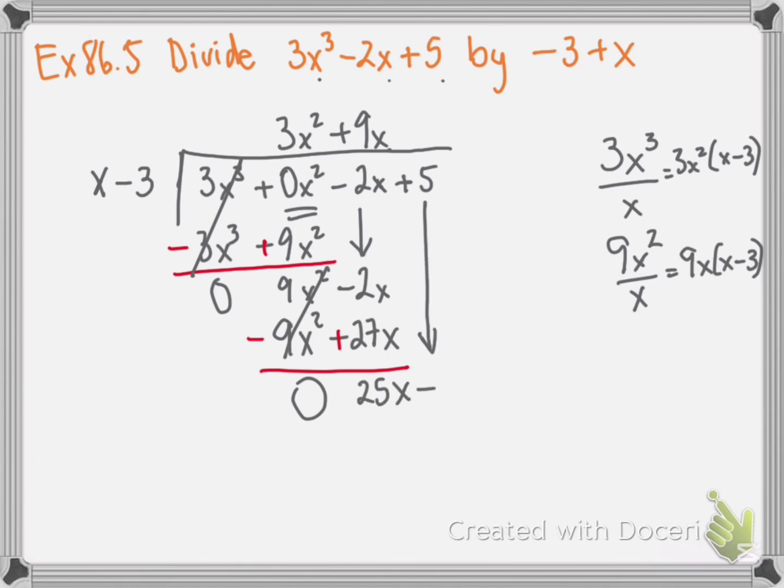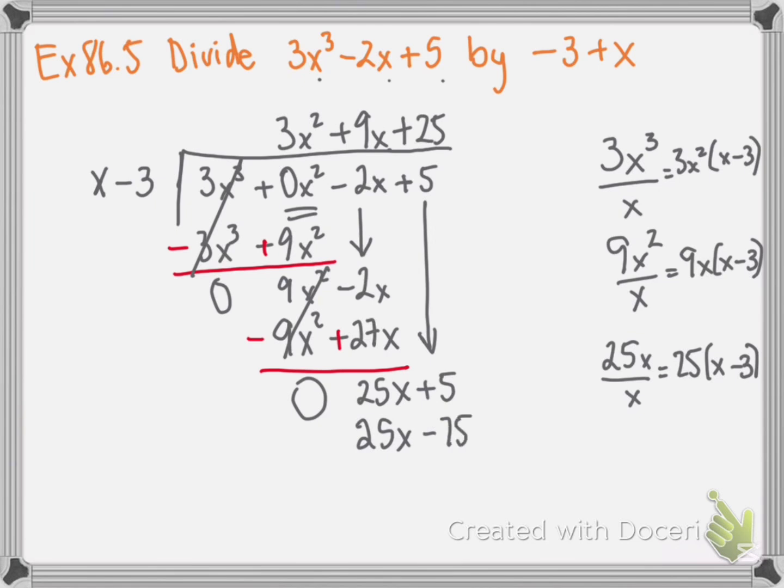And then we bring down the 5. And then we do everything again with 25x divided by x, which is 25. Put it here in our answer. And then multiply times x minus 3. And again, that's going to be 25x. And that's going to be negative 75. Change colors to change signs.